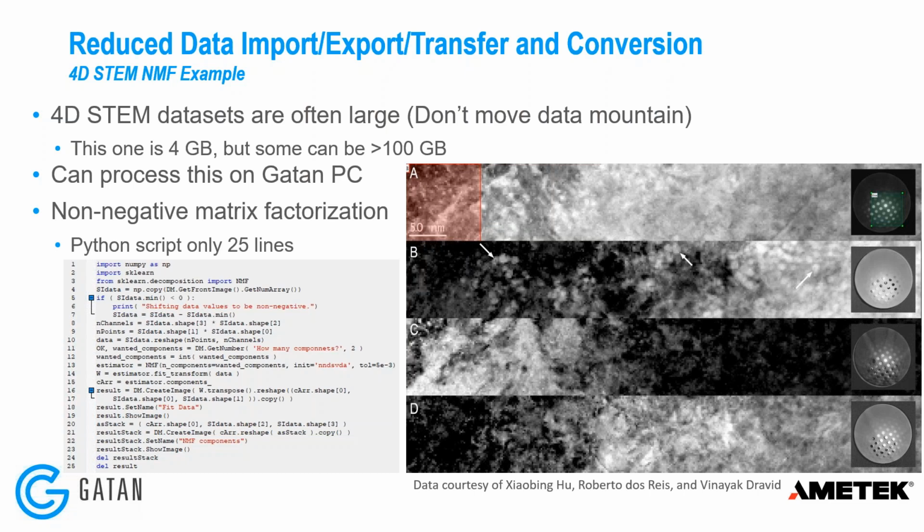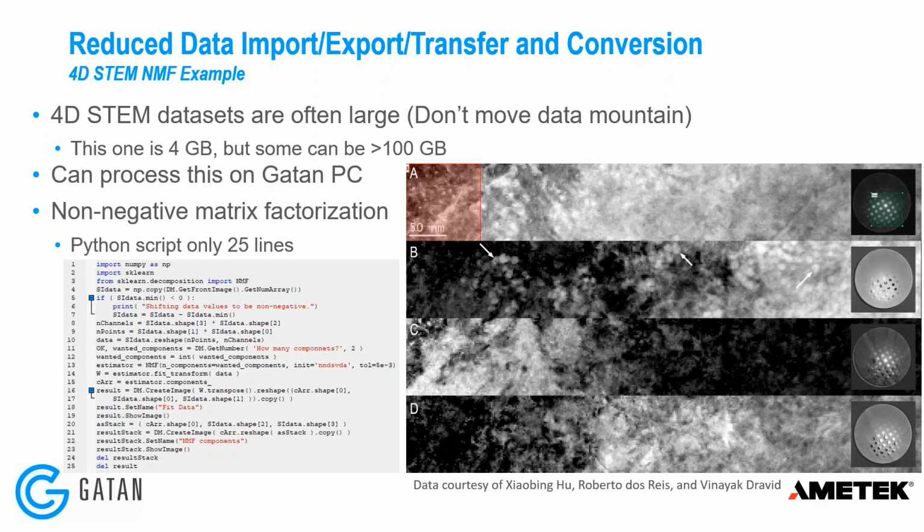I don't want to do a lot of moving of my data or converting my data. I want to do as little of that as possible, because some of these 4D STEM data sets can be very large, easily over 100 gigabytes. So if we can do the processing directly on the Gatan PC, then I don't have to transfer any of that data, and maybe I can very easily transfer the processed data instead, which will be much smaller in this case.